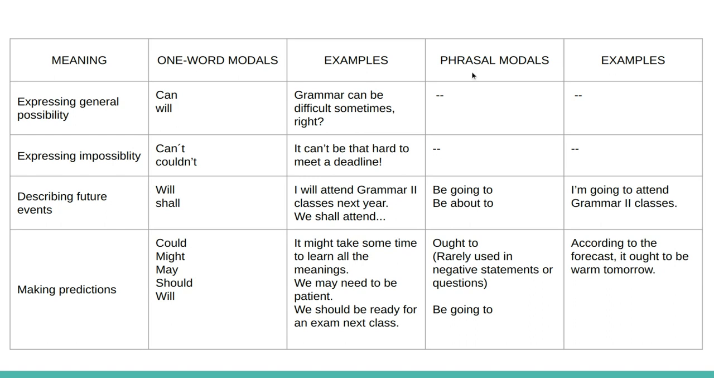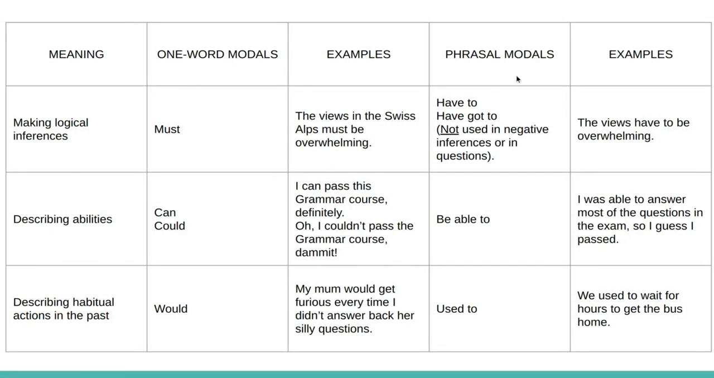What's interesting of phrasal modals is that they express similar meanings to modal verbs, but they do not have all the characteristics modal verbs do. Modal verbs have, for example, they are conjugated for person and for tense. So whenever you want to express something that cannot be expressed with a one-word modal, you can use a phrasal modal.